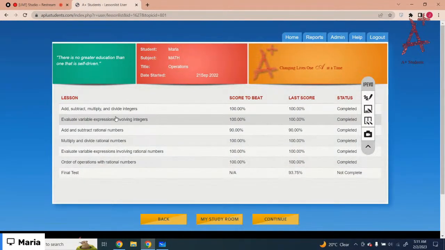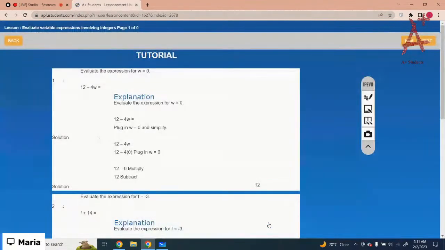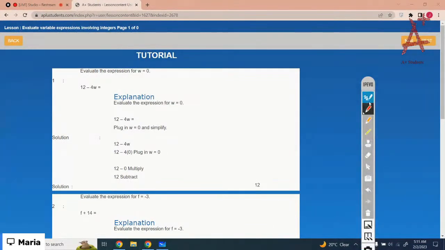Okay, the next one is evaluate variable expressions involving integers. Evaluate the expression for w equals 0. You are given the expression 12 minus 4w. You have to evaluate for w equals 0. So what you have to do is simply replace the variable with the value. Replace the w with 0. So it will be 12 subtract 4 times 0. 4 times 0 is 0. So it is 12 take away 0, which is 12. So the correct option is 12. Got it?